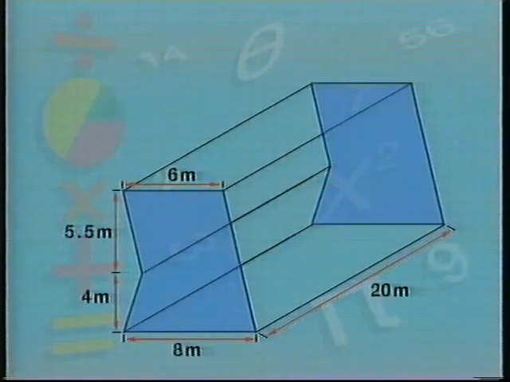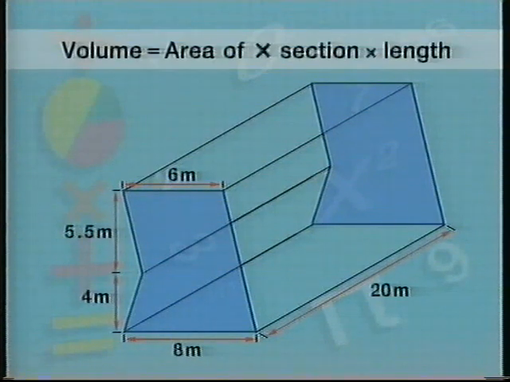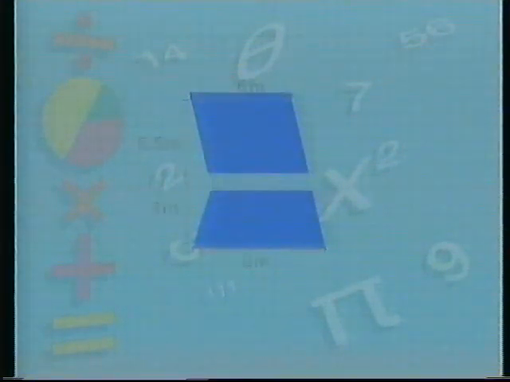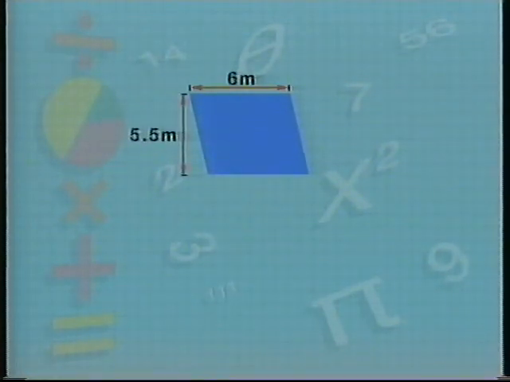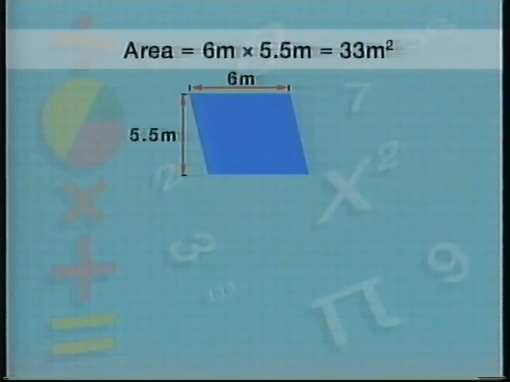You first need to find the volume of the shape. The formula for any volume with a constant cross-sectional area is simply the area of the cross-section multiplied by the length. Now let's make the end simpler by cutting it into 2 to form a parallelogram and a trapezium. The area of the parallelogram is 6 multiplied by 5.5, or 33 square metres.